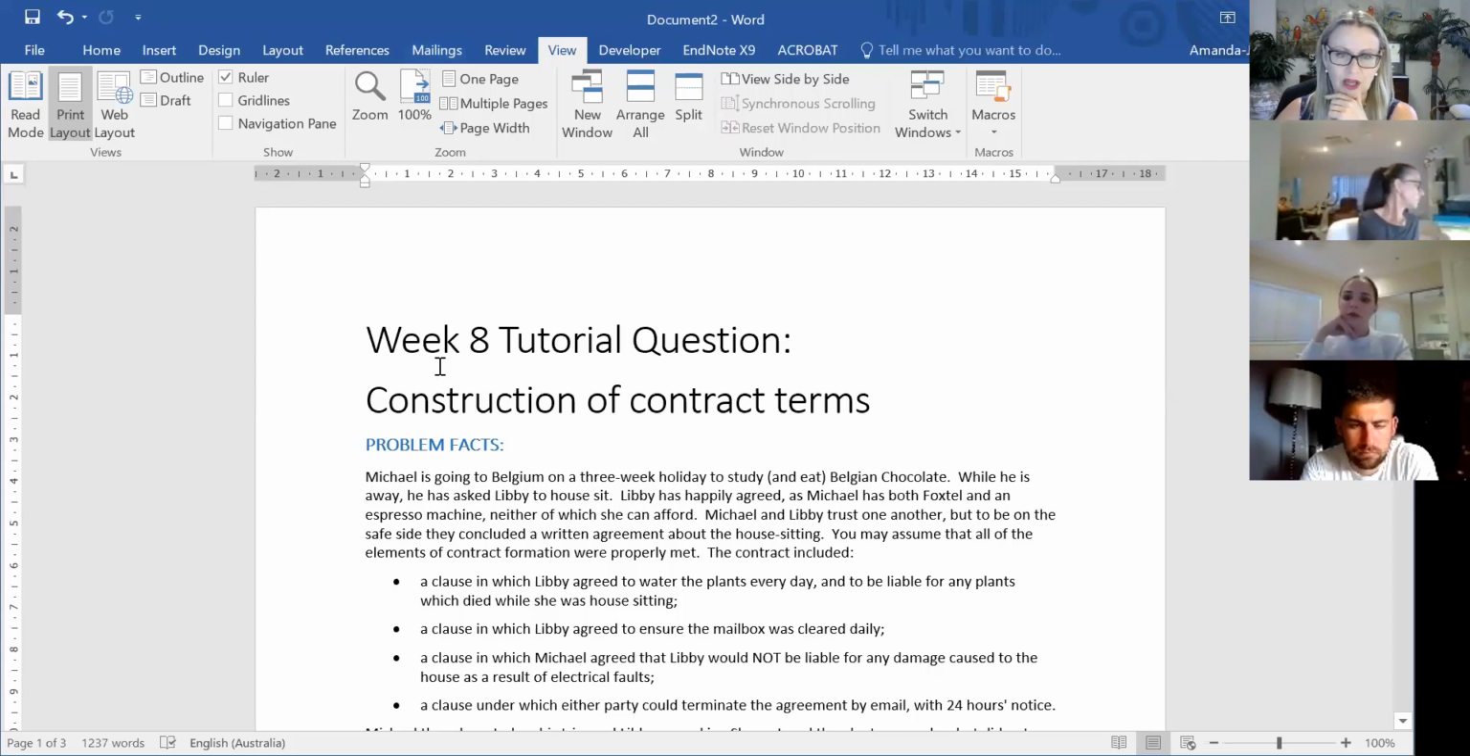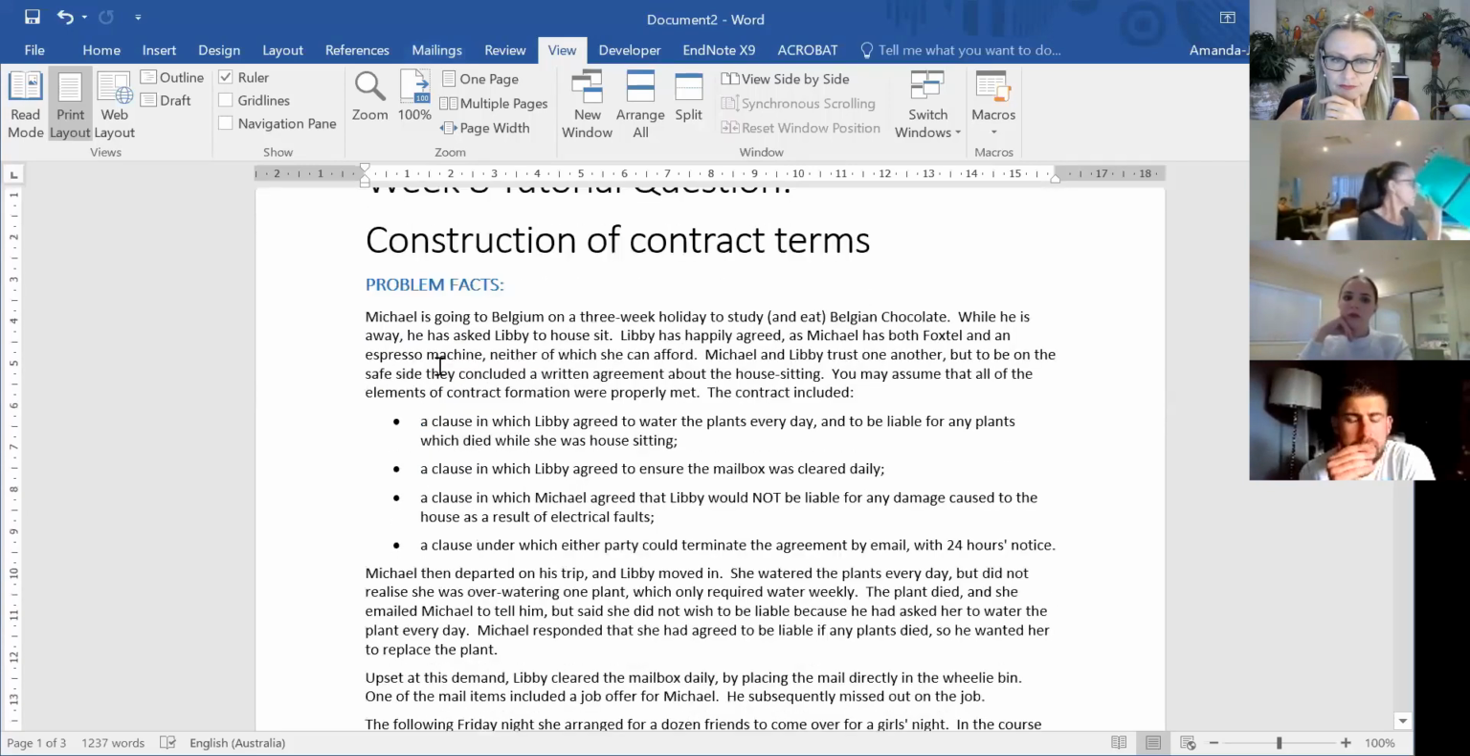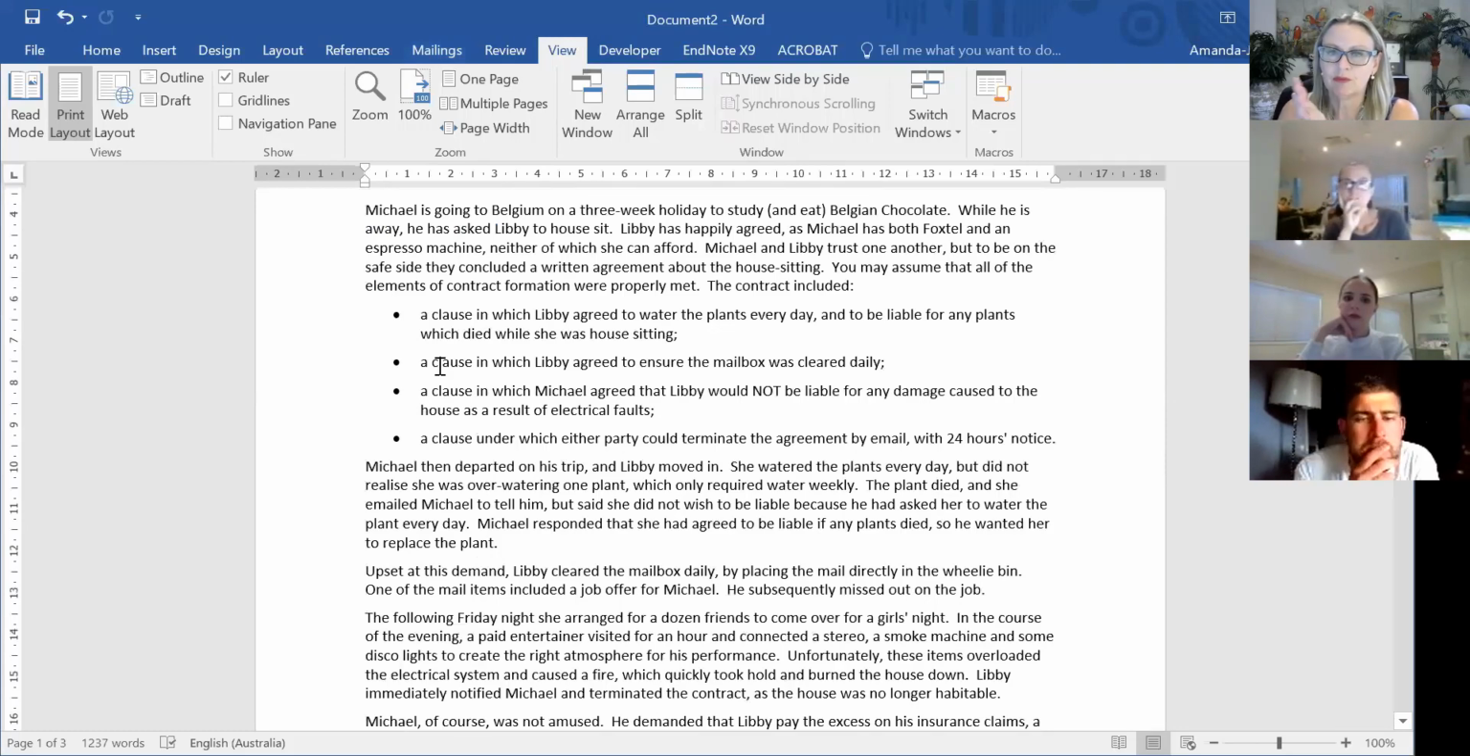Cool. Okay. So we have Michael going to Belgium on this lovely holiday to eat chocolate. That's my kind of holiday. While away, he's asked this person called Libby to house sit. She thinks it's rather good, because it has these mod cons, being Foxtel and an espresso machine. Okay, it seems like they're friends because they trust each other. But to be on the safe side, they conclude a written agreement about the house sitting.